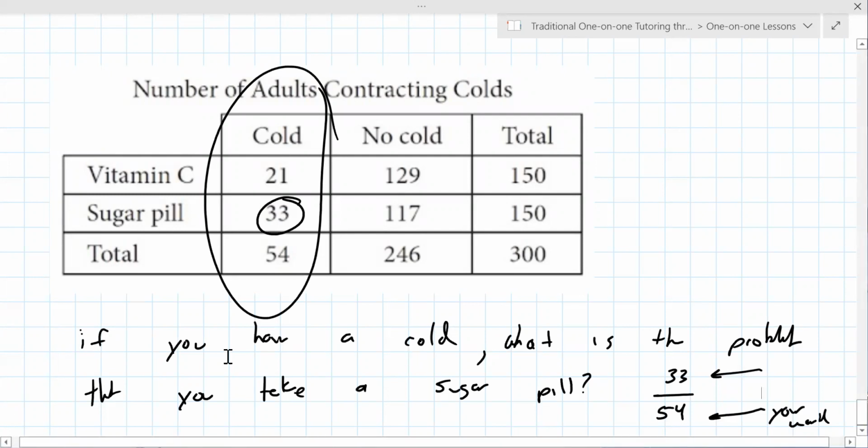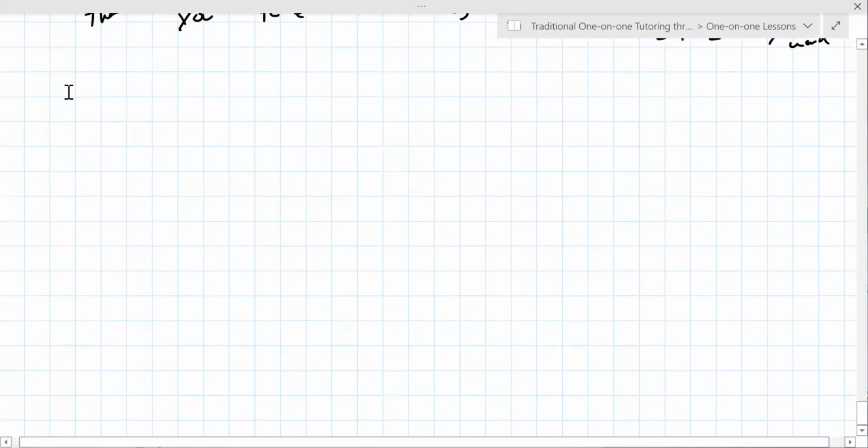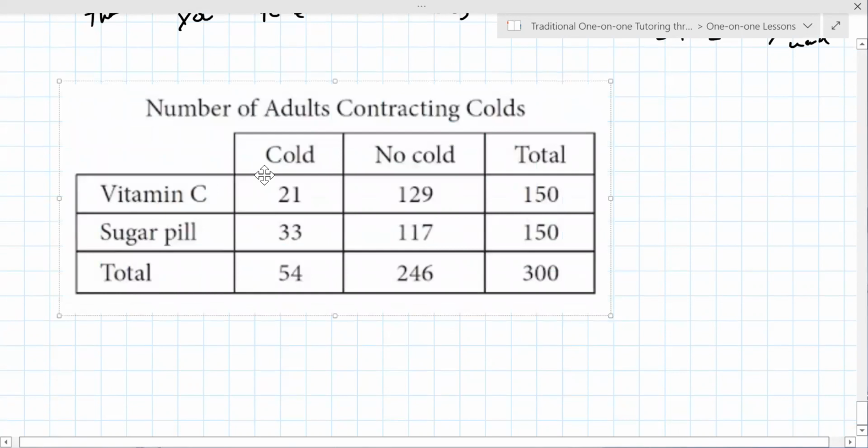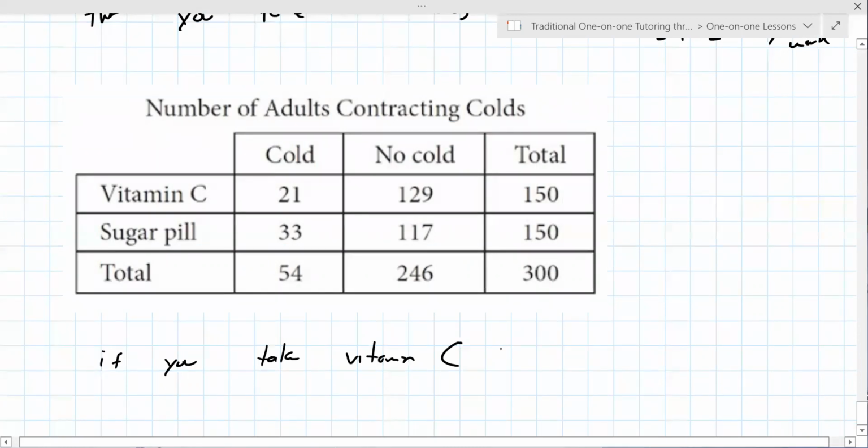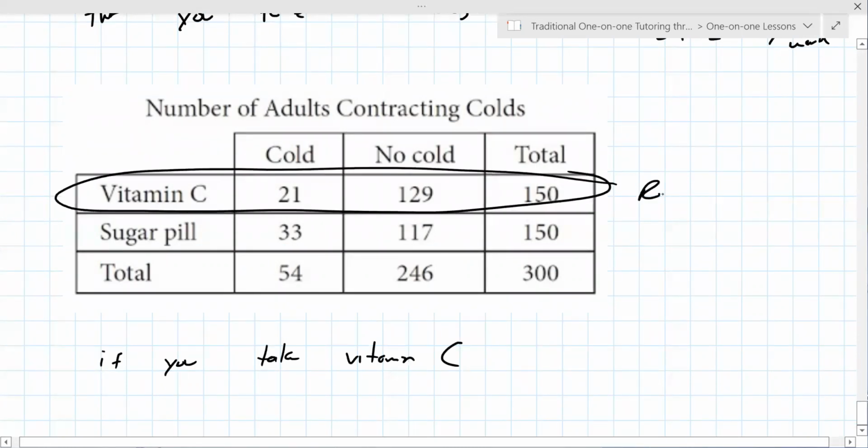So there's language that restricts this, and it can be done in a column or in a table, or a row. So it could say something like if you take vitamin C, right? So what is that restricting us to? Just vitamin C. Just this row. We don't care about anything else going on, just this row. What is the probability of no cold? 129 out of? 150. Yes.